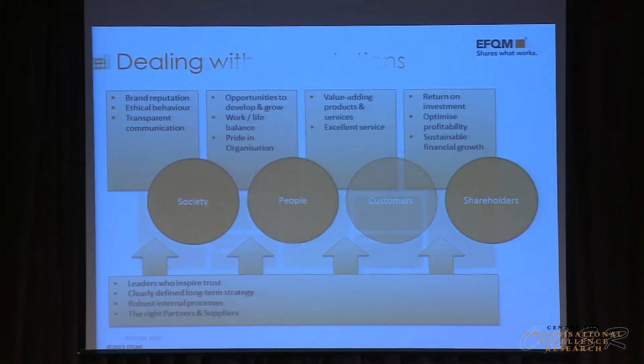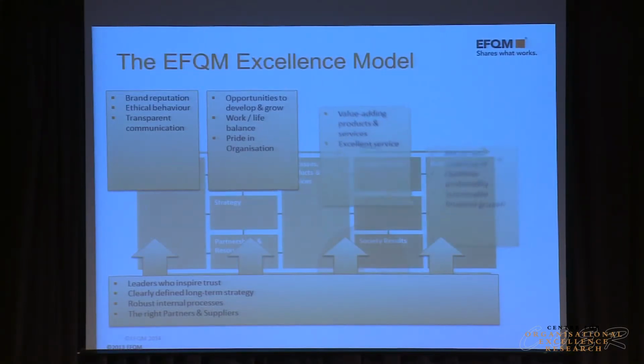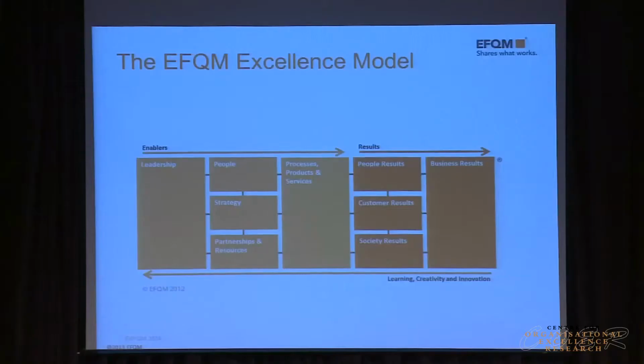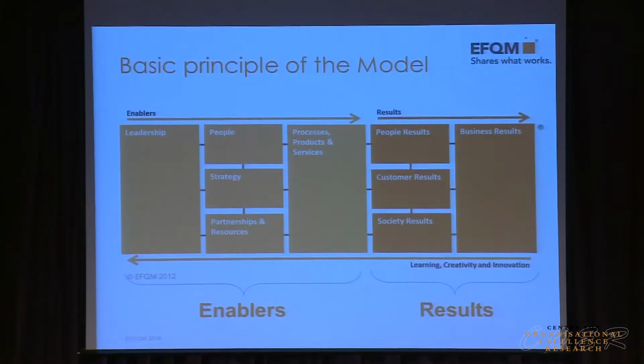The model was developed to support management in addressing all these items in a balanced way. And balance is a critical word here. Address in a balanced way all these expectations, and only then can the organization provide sustainable performance. You can see on the left-hand side of the model the enablers, basically what the organization does. On the right-hand side, in the darker color, the results that the organization obtains.